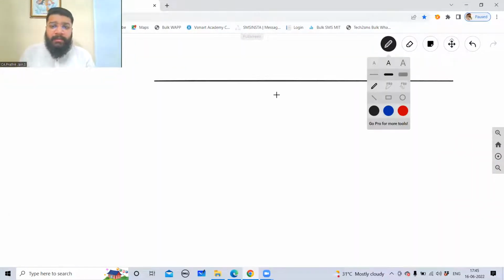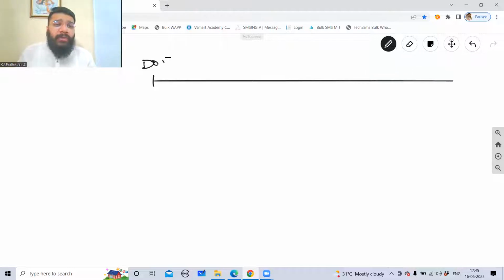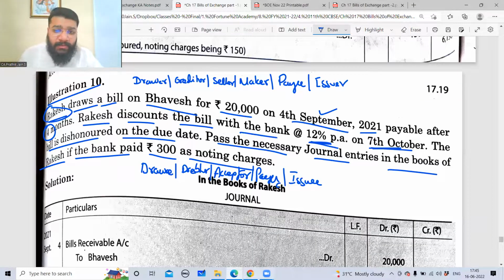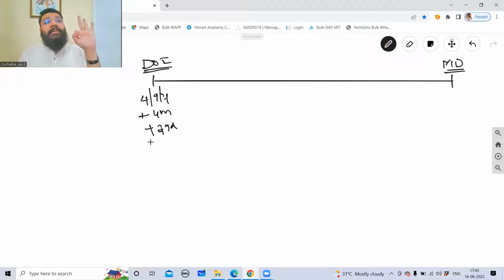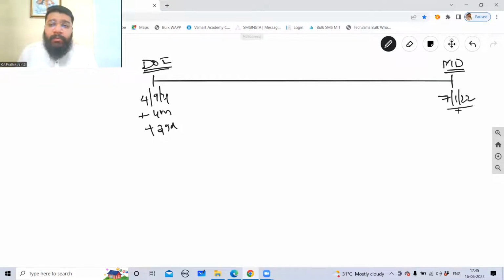So this is the timeline, guys. This is the date of issue of bill, and this is the maturity date or the due date of the bill. Date of issue of the bill is 4th September 2021, 4/9/21. Please tell me, guys, 4 months plus 3 grace days, if I add, what will be the maturity date? September, so it's October, November, December, Jan. So 4th of Jan plus 3 grace days, 5, 6, 7. So 7 January 2022 is the maturity date.